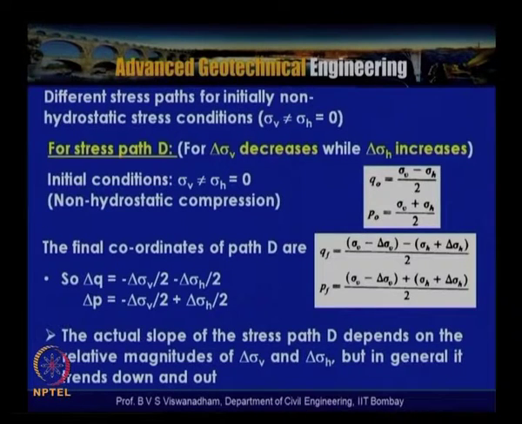The delta Q by delta P is the slope of this stress path line D, but the actual slope of the stress path D depends on the relative magnitudes of delta sigma V and delta sigma H. In general it is trending downward and out.